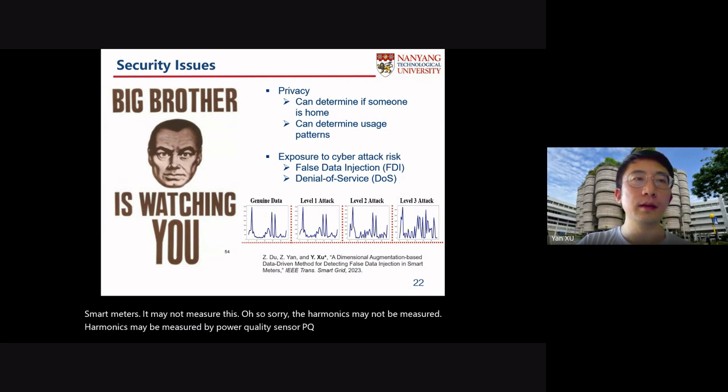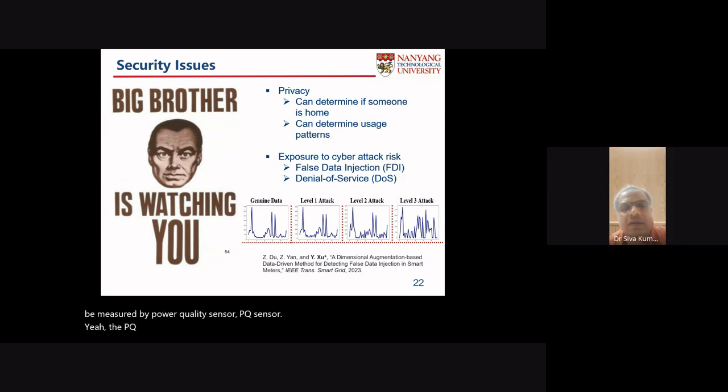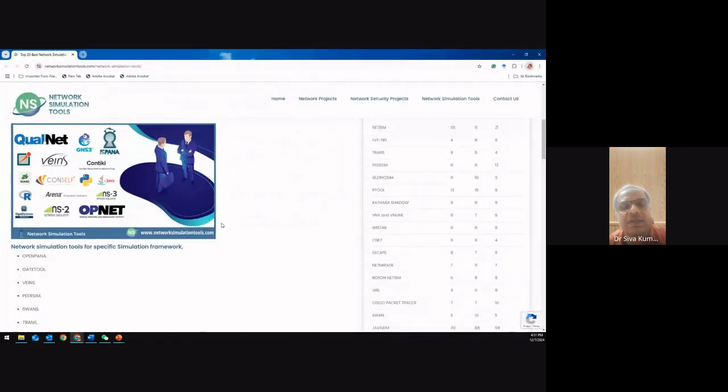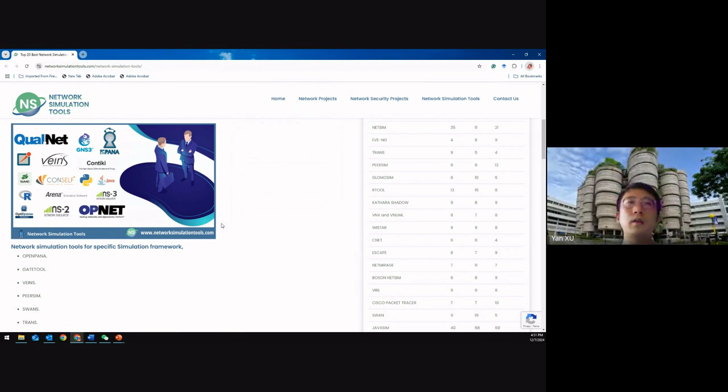Okay. But in the smart meter there is no limit on allowing the harmonics in the system also. Yeah. If we have electric vehicle chargers, or sources interfaced through power converters, they will inject a lot of harmonics. But the smart meters cannot measure that. Yeah, only PQ sensors can do.